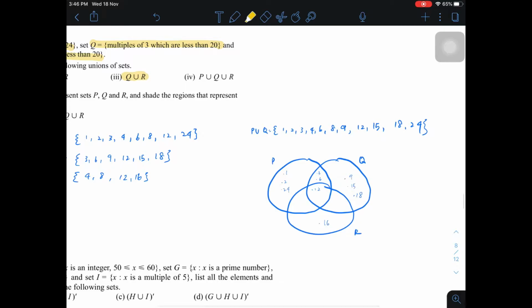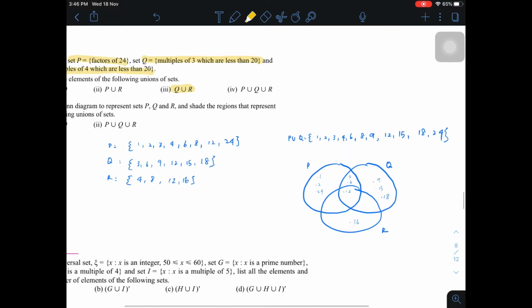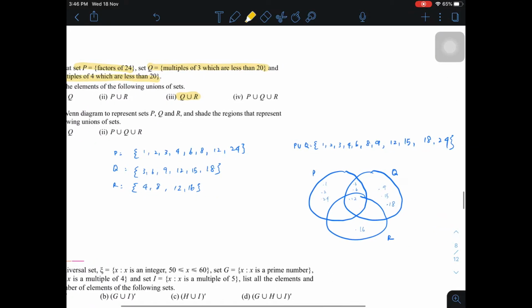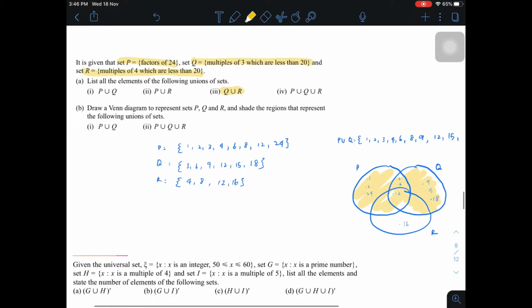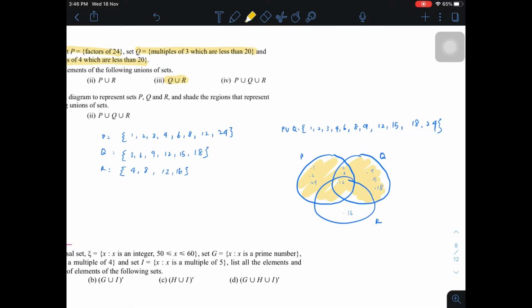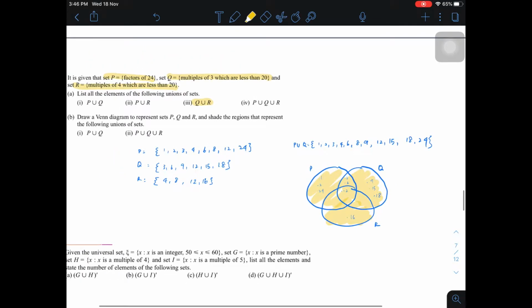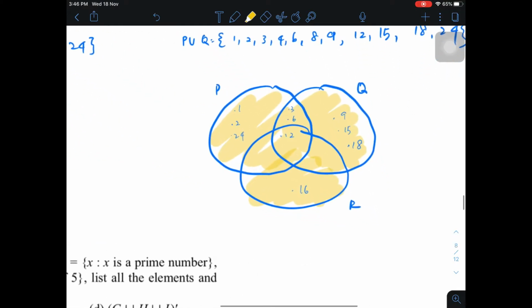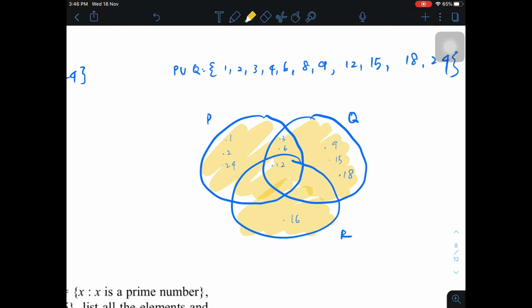So we want the union of P and Q. So the answer would be this, right? So that's the shaded part. The next question is the intersection between the union of P, Q, and R, which is the entire thing then, because it's a combination of everything. So that is why we don't actually duplicate the numbers, even though they exist in different sets, because it just shows the intersection, right?